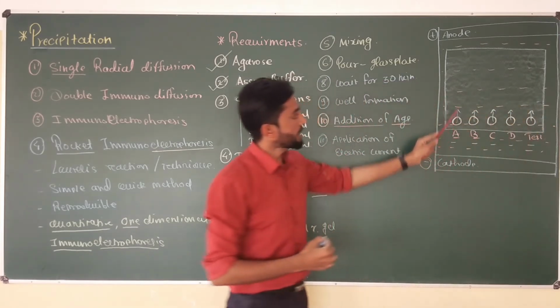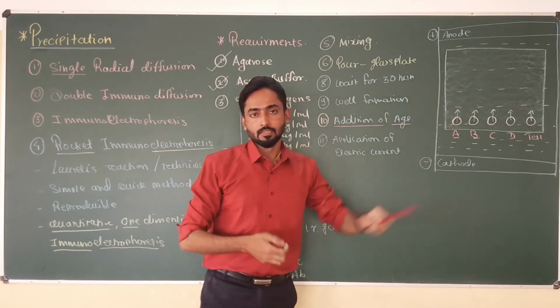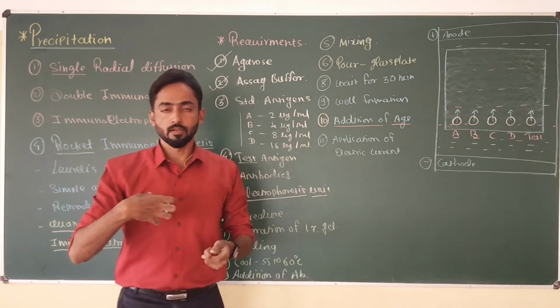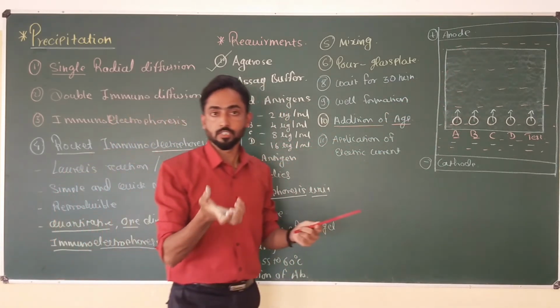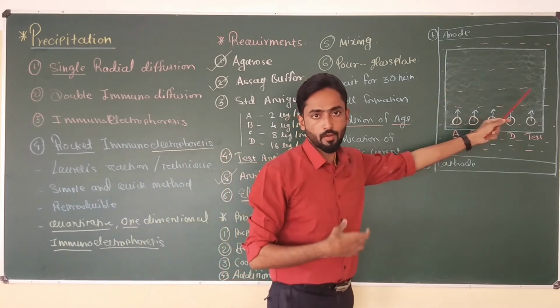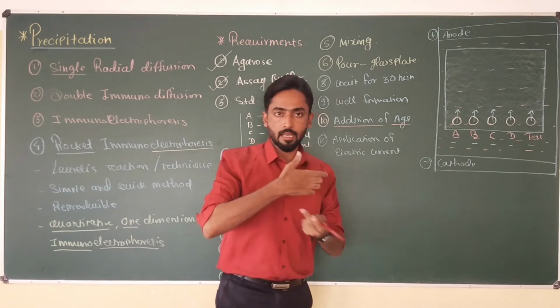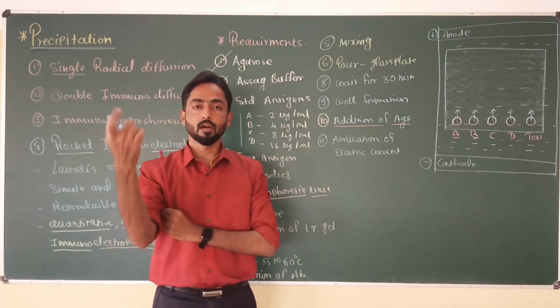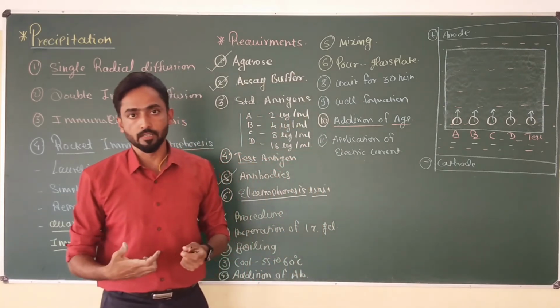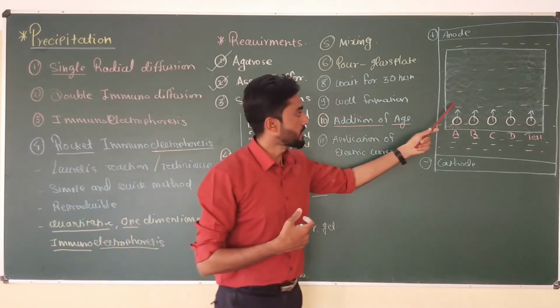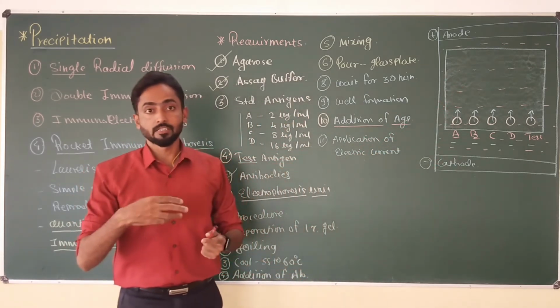Now, during the migration through the gel, the antigen will encounter the antibodies which are already present in the gel. We have added antibodies into the gel. So at the time of migration, the antigen meets the antibodies, and due to the antigen-antibody interactions, the precipitation reaction starts.